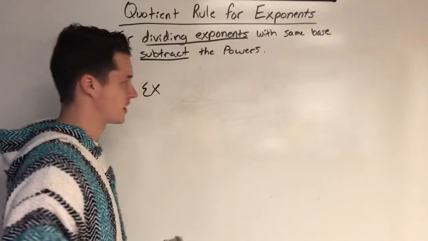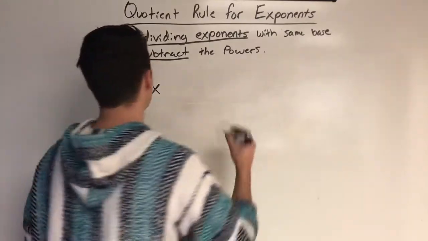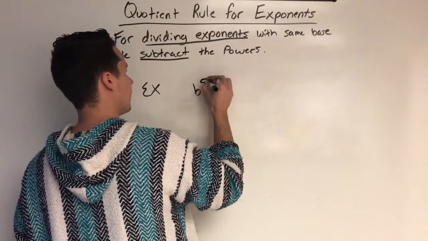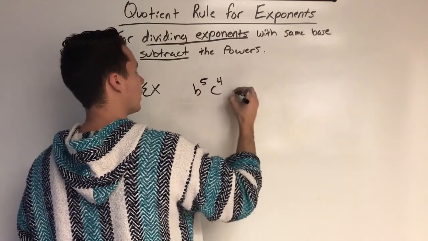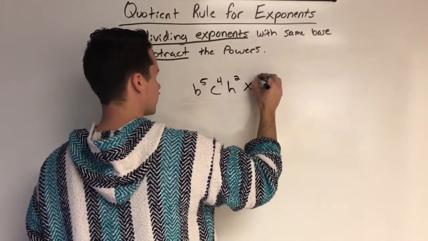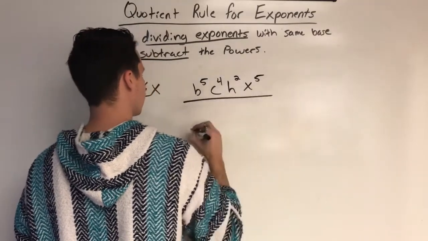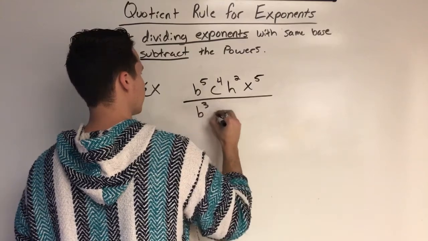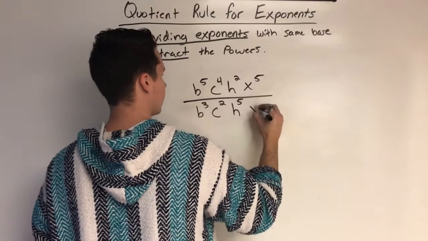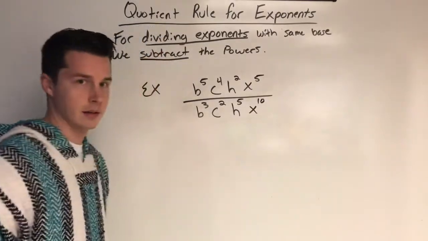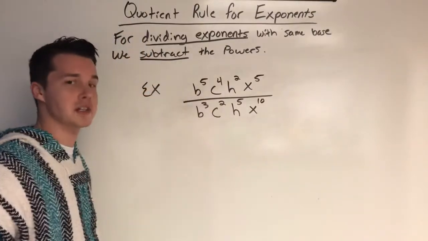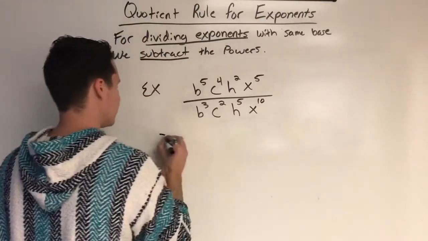All right, for our last example, let's throw in a bunch of variables. Let's do, what if we did b to the 5, c to the 4, h squared, x to the 5 divided by b to the 3, c to the 2, h to the 5, and x to the 10. All right, well, take it slow. This is just a subtraction problem. We just need to be able to set it up. Let's do it down here.